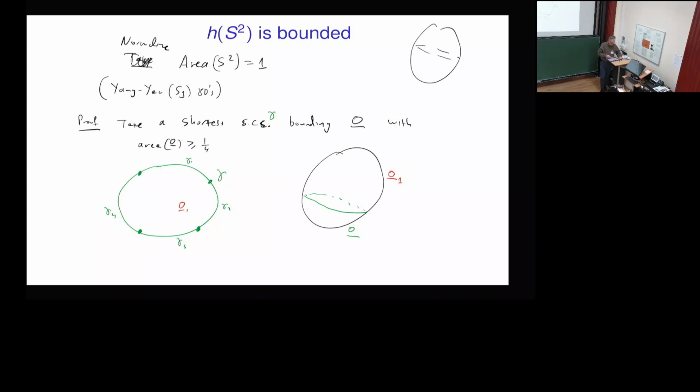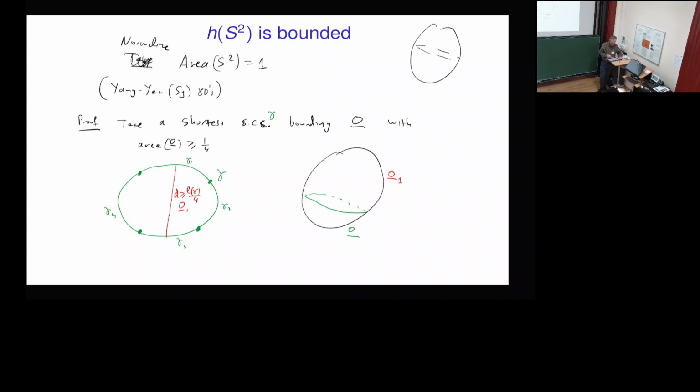And now note, the distance of these pieces in omega 1 has to be big. It cannot be small, because if it is small, then I can shorten the curve. So it has to be bigger than, so okay, I'm not sure. So this distance is greater or equal than the length of gamma over 4.